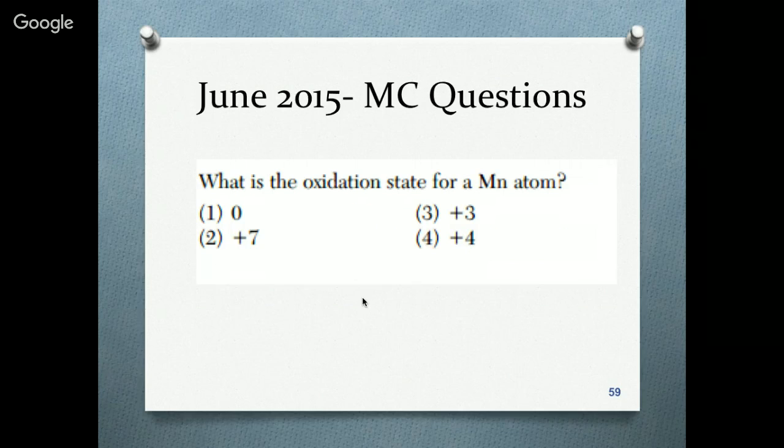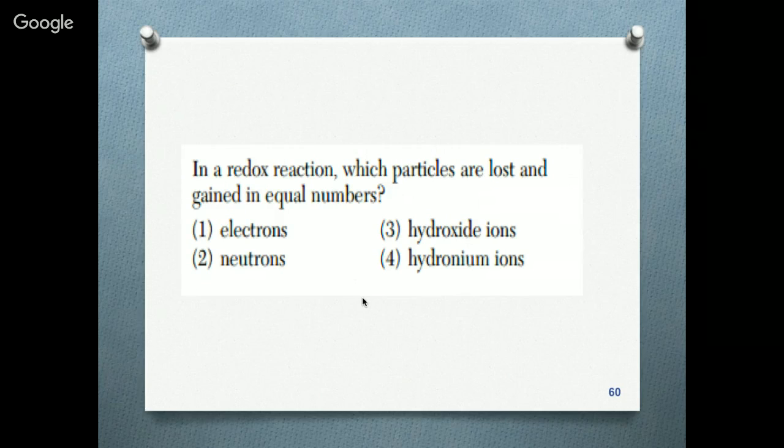June 2015 multiple choice asks, what's the oxidation state for an Mn atom? When they say Mn atoms have no charge, so you're going to pick 0. In a redox reaction, which particles are lost and gained in equal numbers? Redox, reduction, oxidation, lose electrons, oxidation, gain electrons, reduction. So the particles lost are electrons.